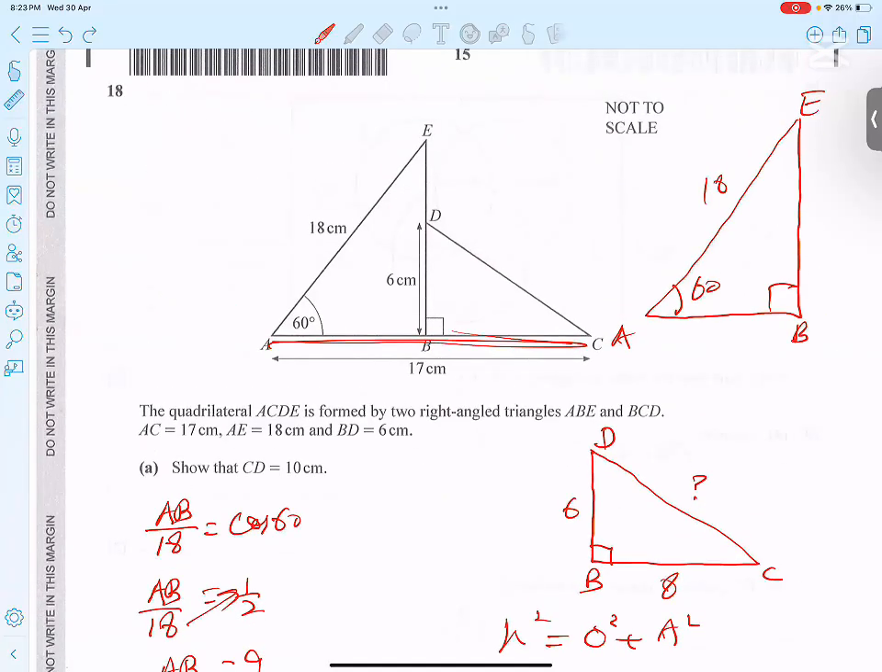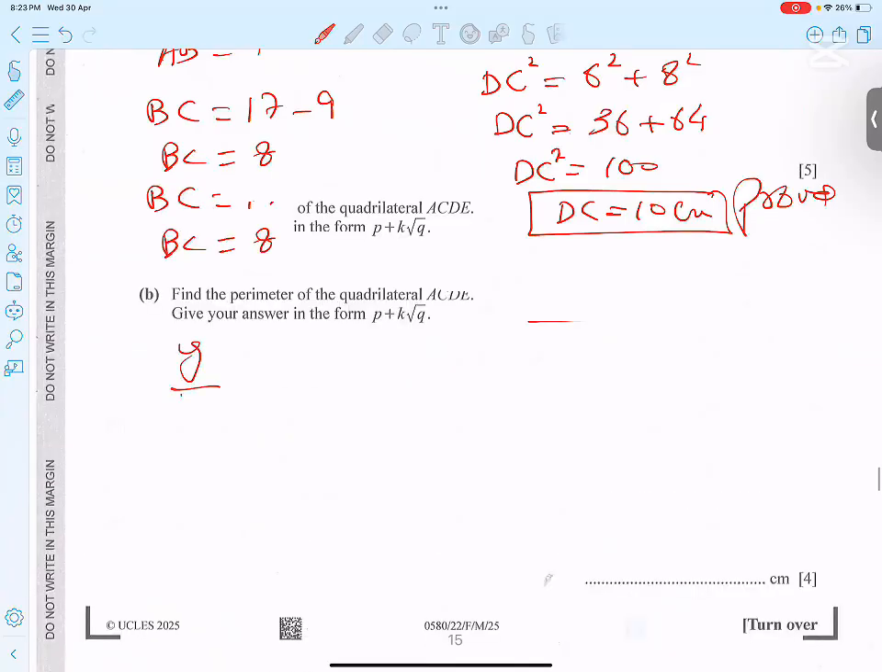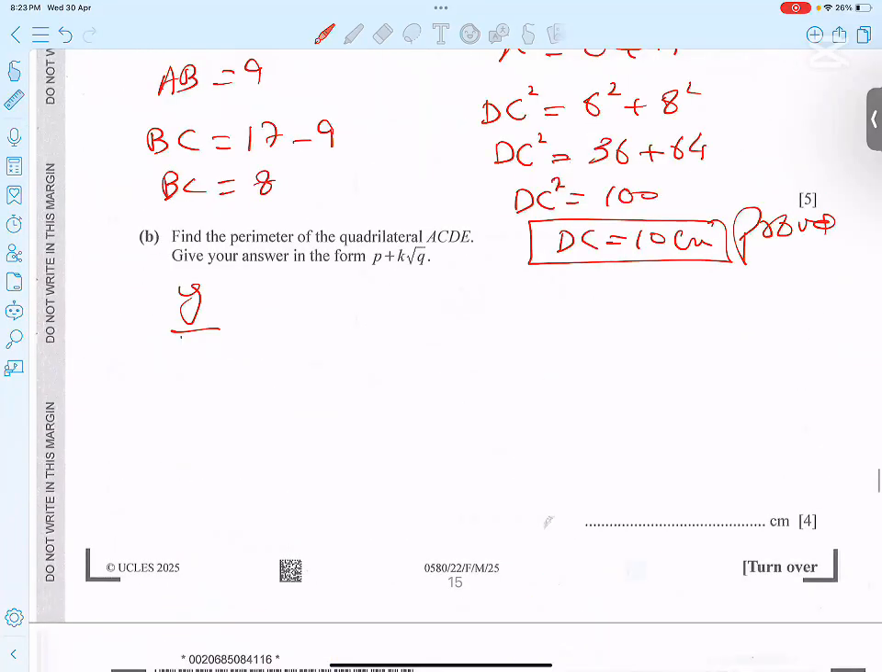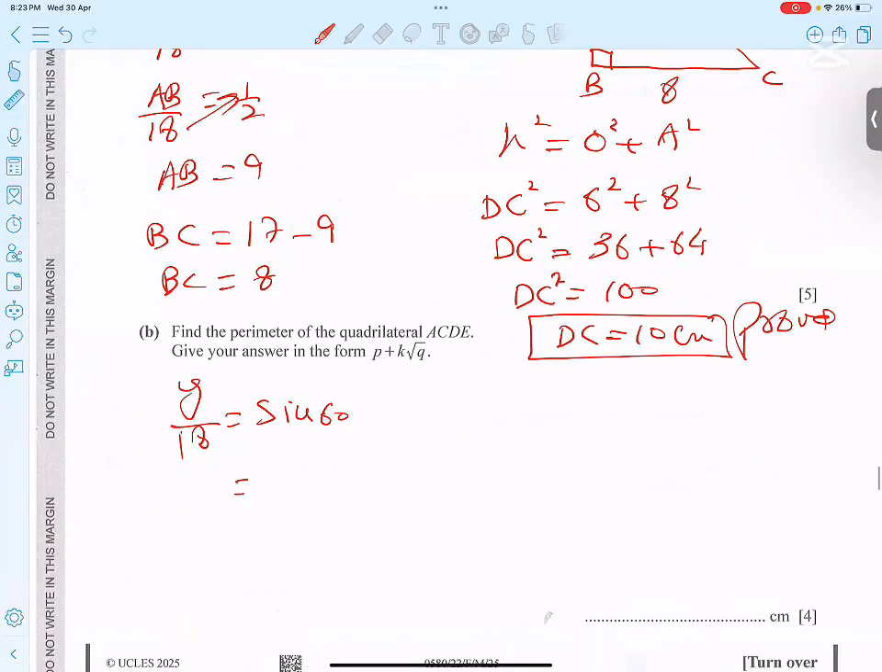So first of all, how to get this one? Opposite by hypotenuse. Let me check, is it 18? Yes, 18. Opposite by hypotenuse is giving us sine theta, and sine theta is sine 60. Let me check again. Yeah. So sine 60 is basically root 3 by 2. And 18 multiplied by root 3 over 2, 2 nines, and I got 9 root 3.